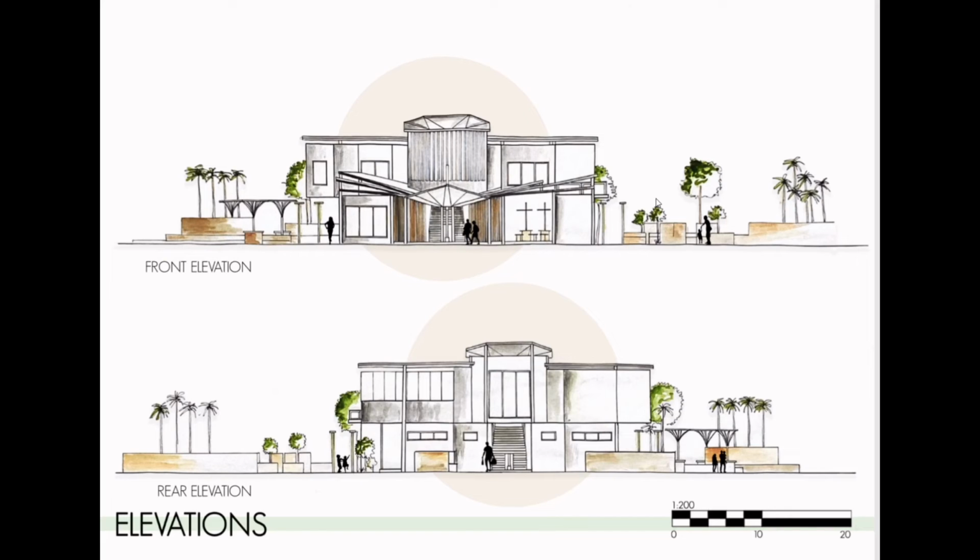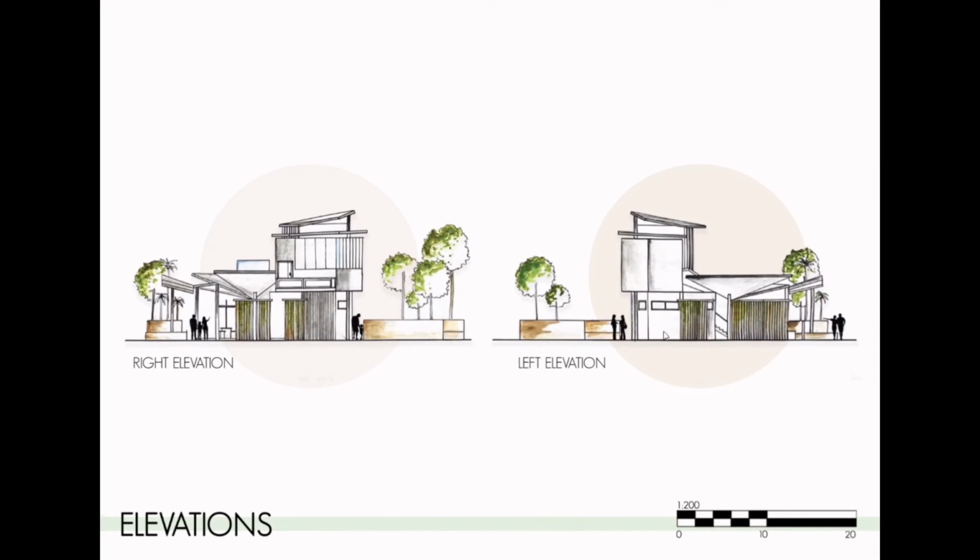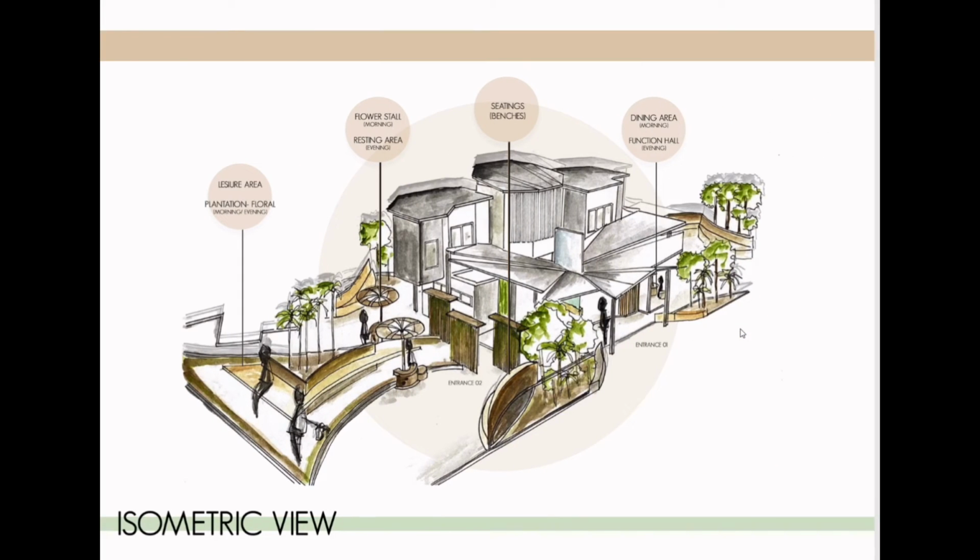This is front elevation, rear elevation, right elevation, left elevation, and this is my isometric view, where this is the plantation area for floral, where they can plant right here, and it's also actually a leisure area. So for these stalls, it's actually a flower stall in the morning for the florists, for the housewives, but the panel is actually able to be descended down as a resting area or a table for kids to play around.